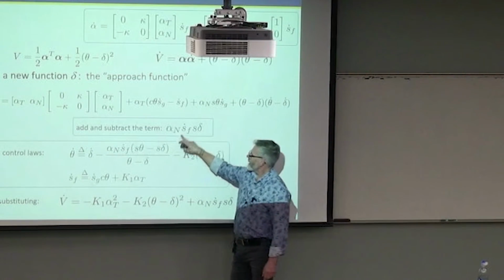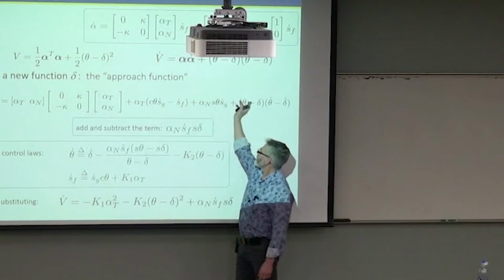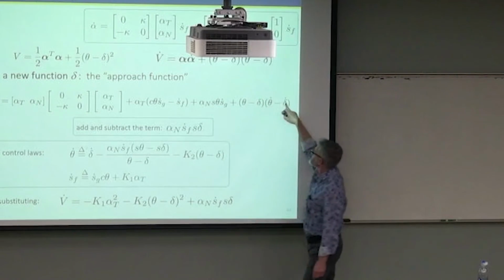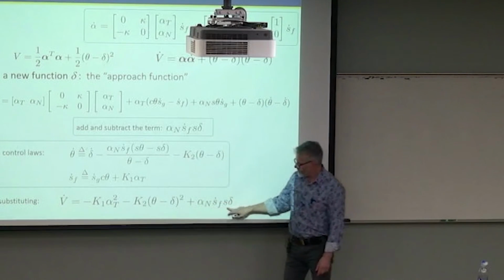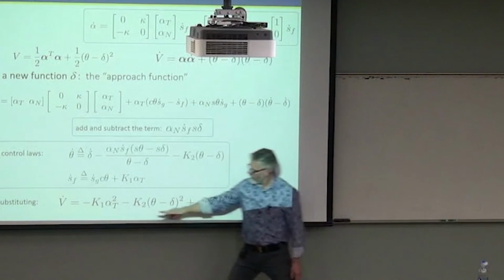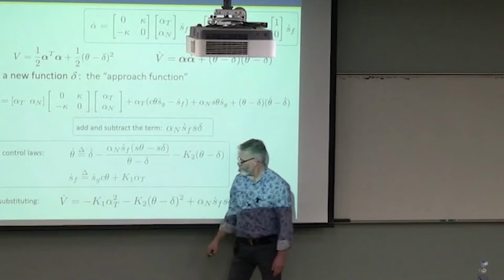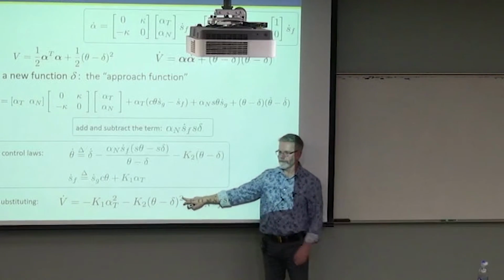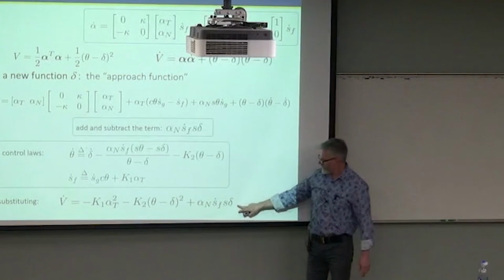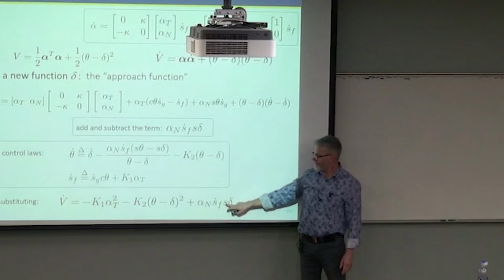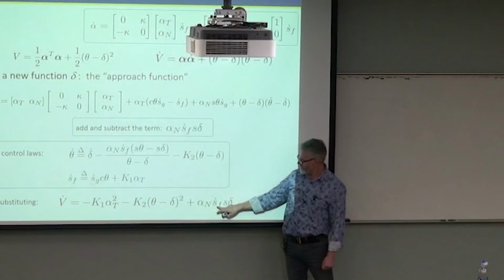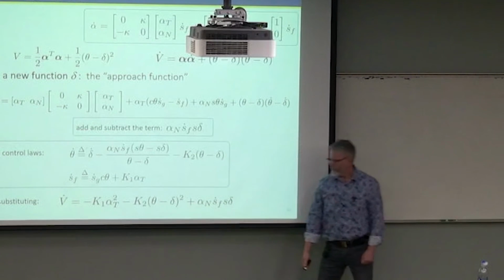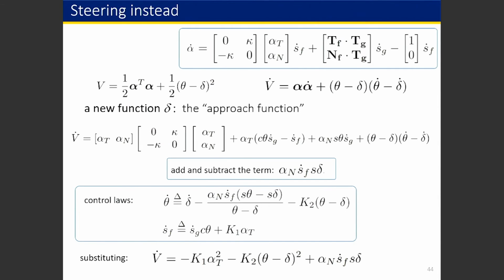I group things, I add and subtract something in order to rearrange, put something inside there that I didn't want there, and leave something else on the outside. Okay, I end up with something on the outside. I got a negative squared term, another negative squared term, very happy. And then something involving this delta function, sine of that delta function, plus something else times the alpha n, SF dot. No problem.